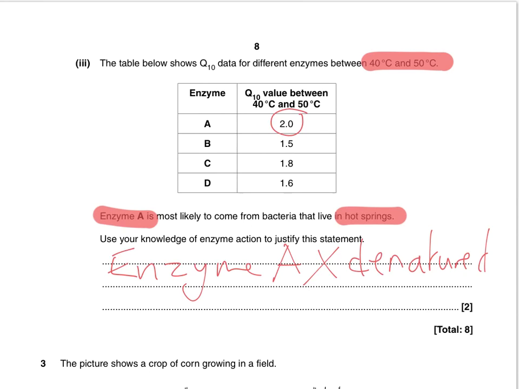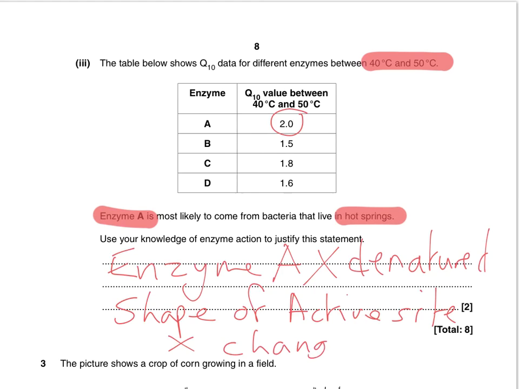So the second mark is talking about that active site, okay? So enzyme A is still working because the shape of the active site has not changed. All right? The shape of the active site has not changed. So that means that the optimum temperature for the enzyme must be higher than the other ones, because the other ones are slowing down their reaction time. Ours is getting even better.